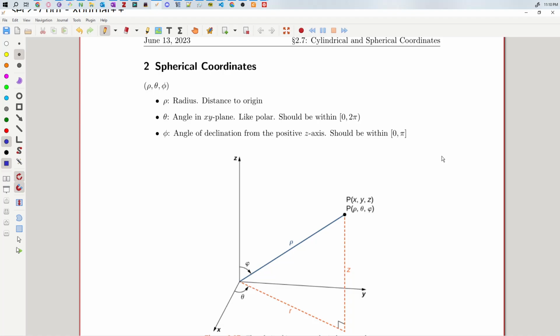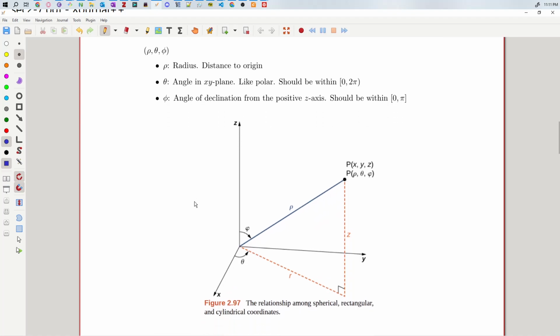So instead of r, theta, and z, we have 3 quantities: 2 angles and one length, basically. So rho stands for radius. Rho is like the Greek version of the letter R, so you can think of it as being synonymous with radius. That's the distance from the point in question to the origin. And then you have these two angles, theta and phi.